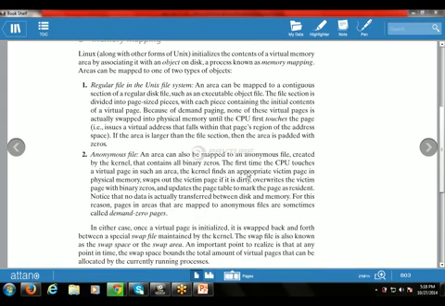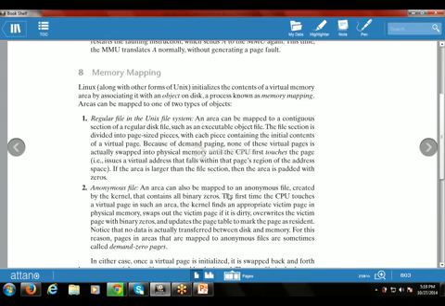Now let's start with the next topic, that is memory mapping. Till now we have discussed how the Linux memory system is used. The next part is memory mapping, that is how memory mapping is done within the Linux operating system, within the Linux memory system.